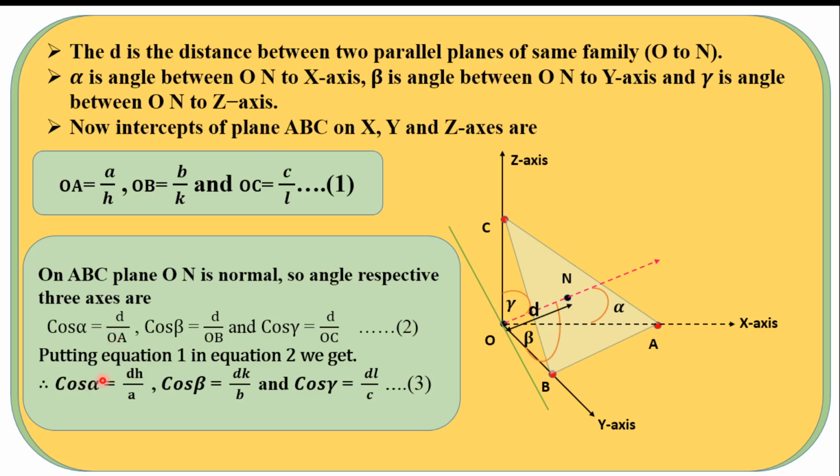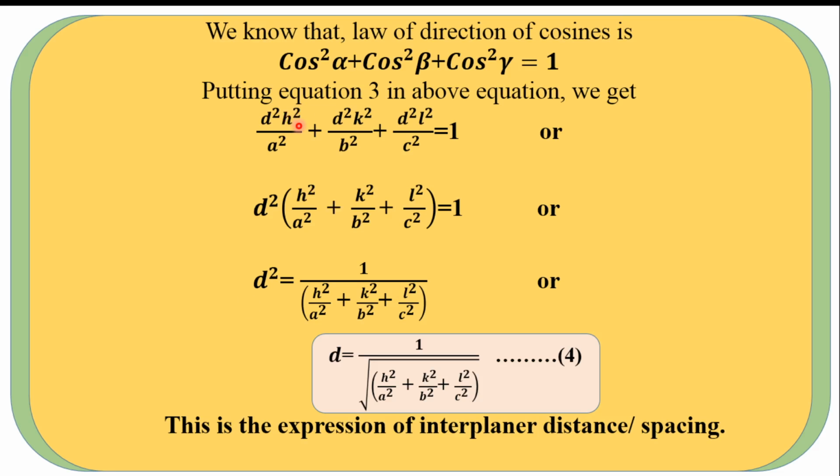Here cos square alpha is d square h square divided by a square, plus d square k square divided by b square, plus d square l square divided by c square, is equal to 1. We take the common d square: inside the bracket h square divided by a square plus k square divided by b square plus l square divided by c square is equal to 1. So also we can write d square is equal to 1 divided by h square divided by a square plus k square divided by b square plus l square divided by c square.